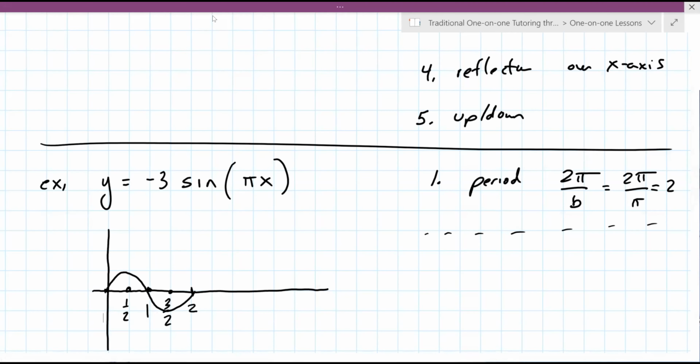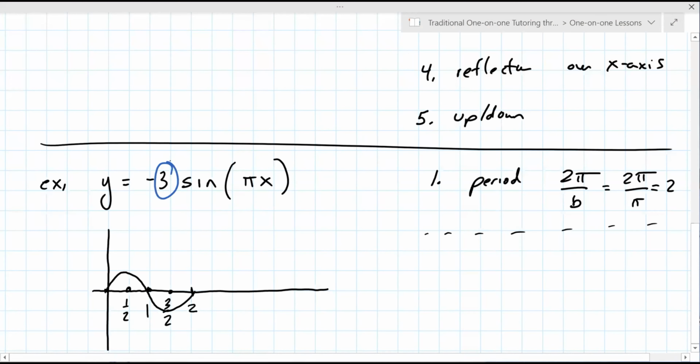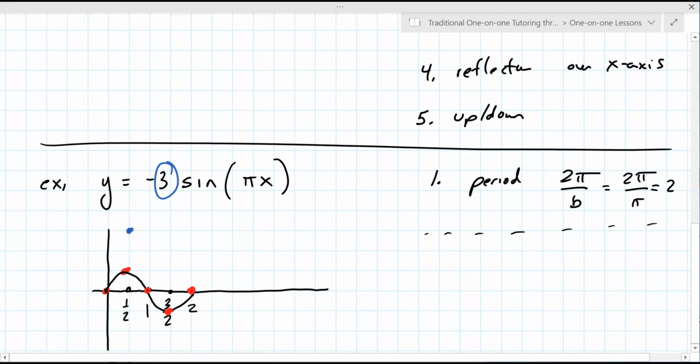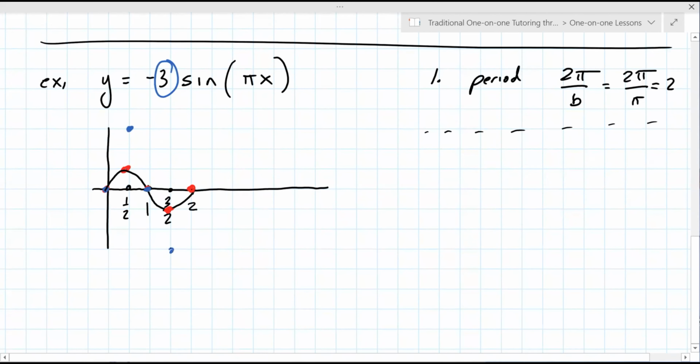I'll switch colors here to do that. So the next one is this 3. What does this 3 do from previous functions? It stretches. It pulls up your y value. Let me do it in red. So these are the 5 points that you're going to manipulate. This multiply by 3 does is if it's at 1, it's going to pull it up to 3. Zeros stay the same though, because if you multiply by 0, nothing happens. But -1 goes down to -3.